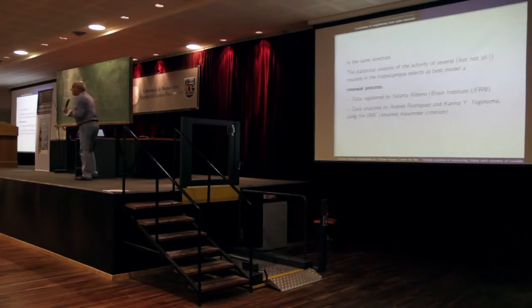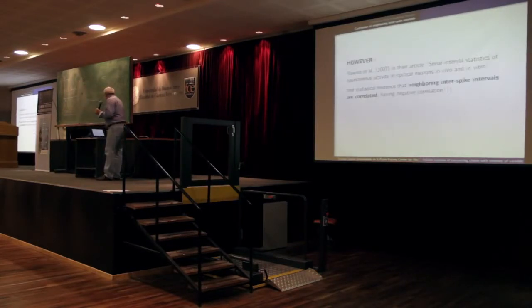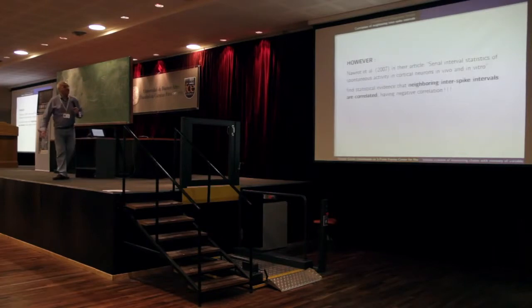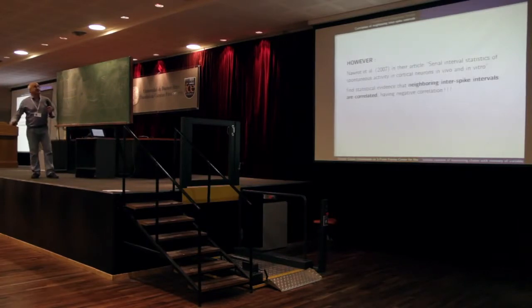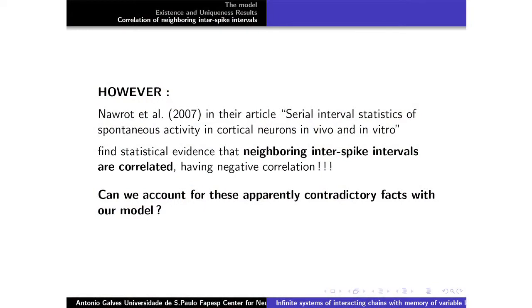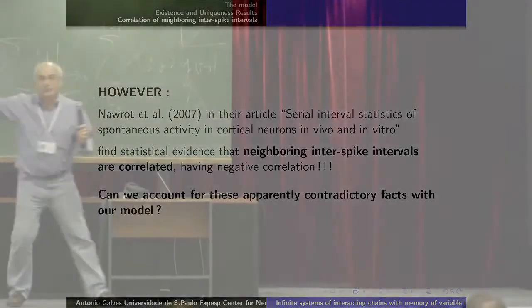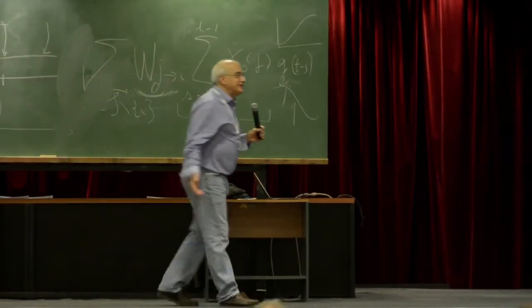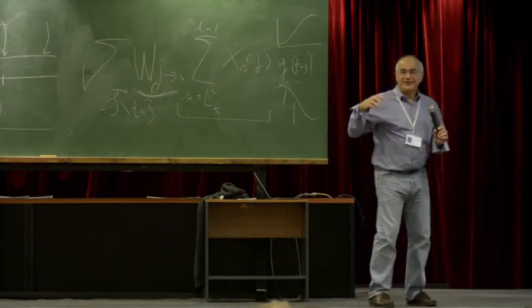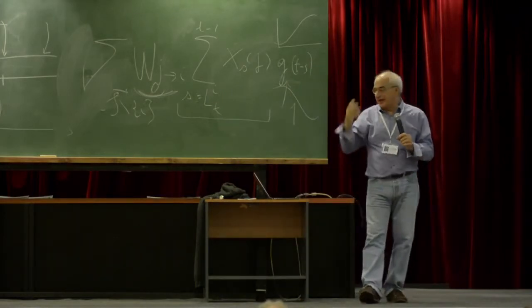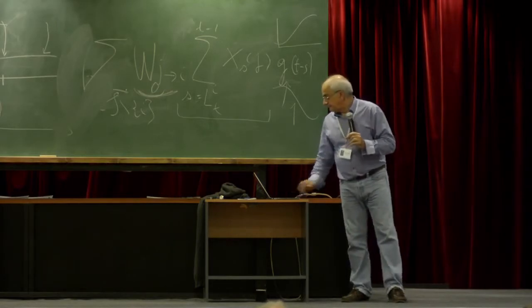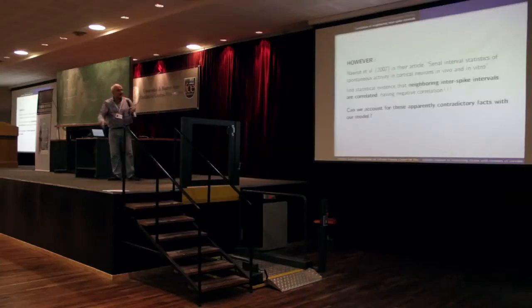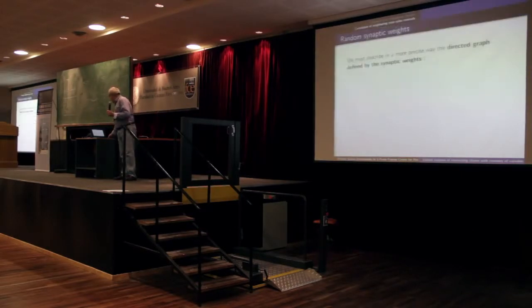Now, life is a little bit more complicated than this, because in a more recent paper, by co-authors, they found evidence that it's not true. They found evidence that the intervals are negatively correlated. So if you have a longer spike interval, then it's more likely to have a short one next. So the question is, can our model have this kind of behavior? Can we derive this? These facts are apparently contradictory, but can we account for them somehow?